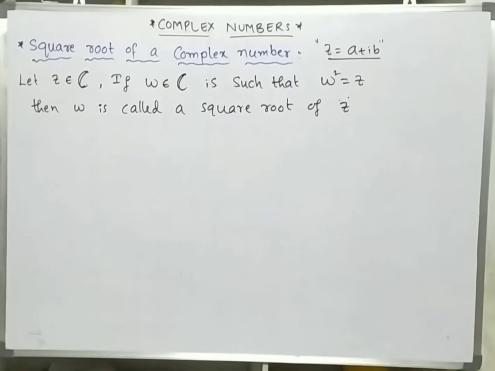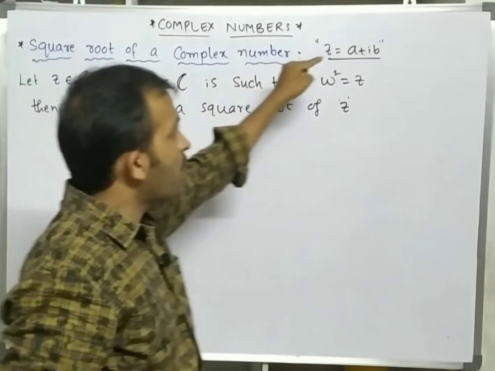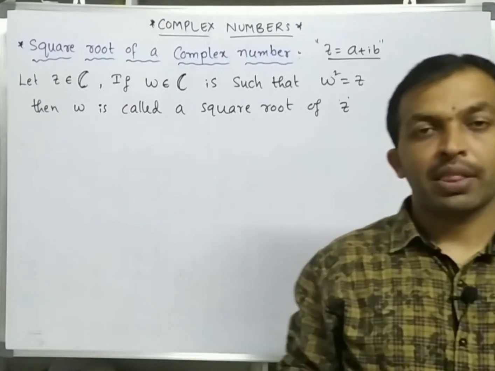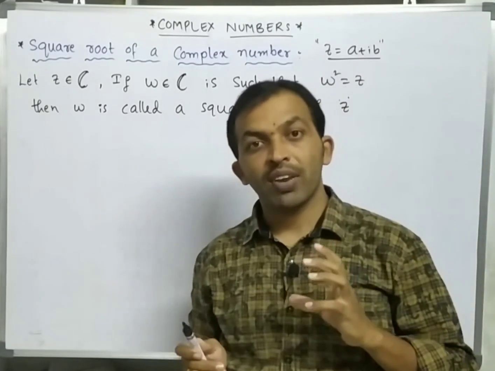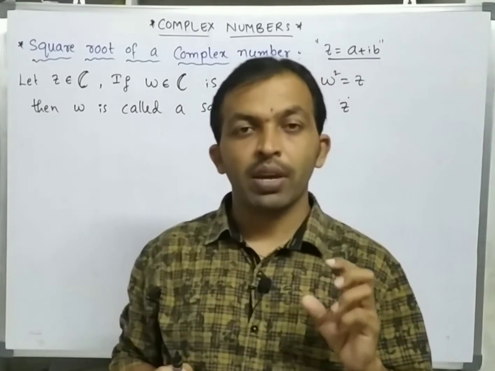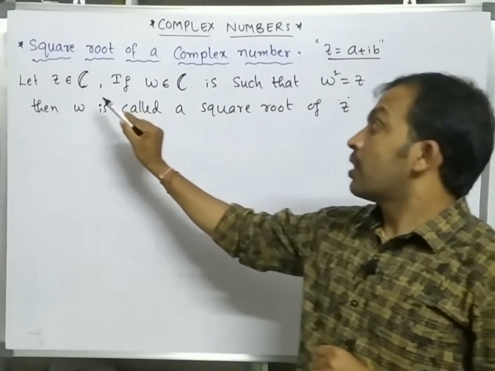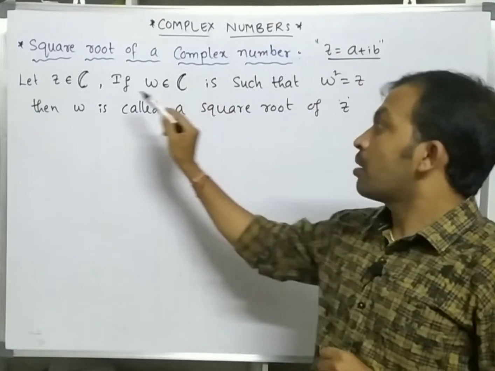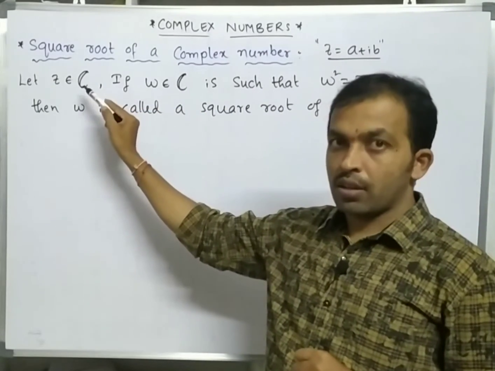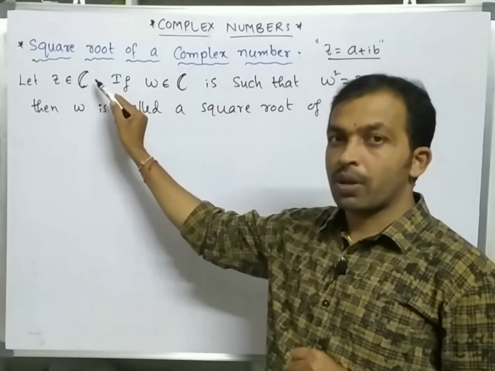Now the next important topic is the square root of a complex number z equal to a plus ib. So how can we find a square root of a given complex number? Okay, let z be a complex number a plus ib. It is denoted z, which belongs to the complex number set.